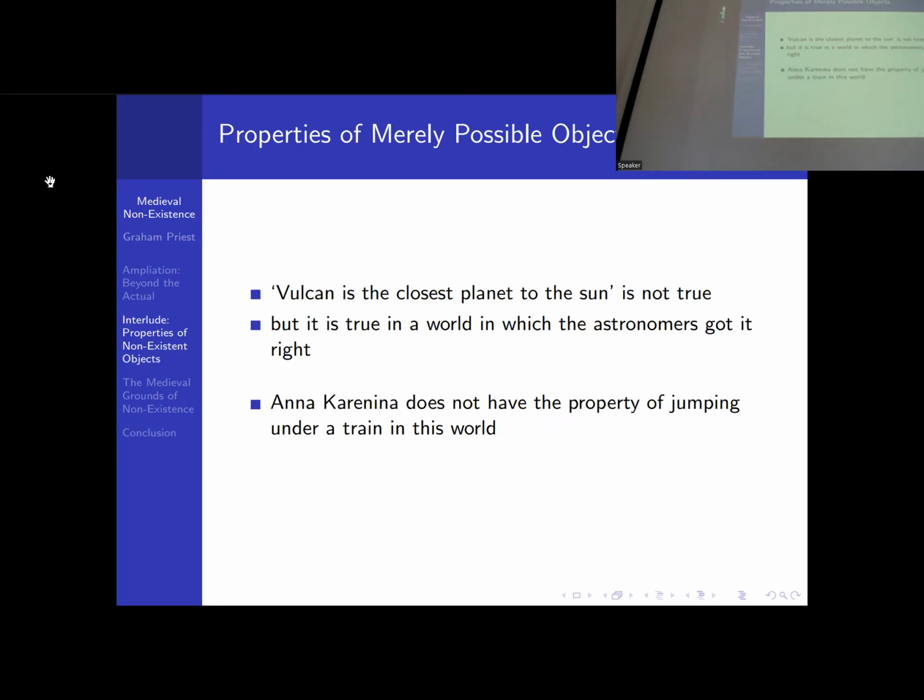Similarly, Anna Karenina does not have the property of jumping under a train in this world, but she has it in those worlds which realize the Tolstoy stories. Okay, so these are possible worlds, I take it. Now, so far so good. What about impossible objects? Well, if merely possible objects have their properties at possible worlds, where do impossible objects have their properties? Okay, no prizes at impossible worlds.